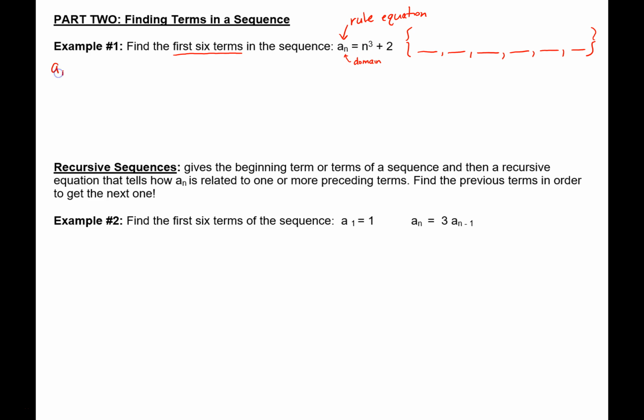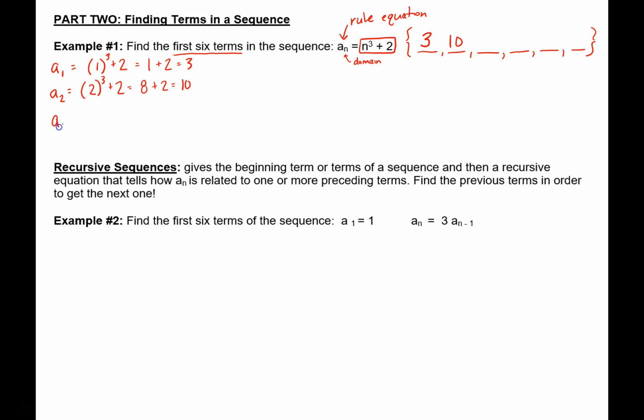If I say a sub 1, that means I want the first number in the list. I'm going to take that 1, and because of this rule that I'm given, I'm plugging in the domain where the n is, and then simplifying it. So the first number in our list is 3. To find the second number in our list, that's a sub 2. I'm plugging in the 2 to our rule, I'm simplifying it, and that's the second number in our list.